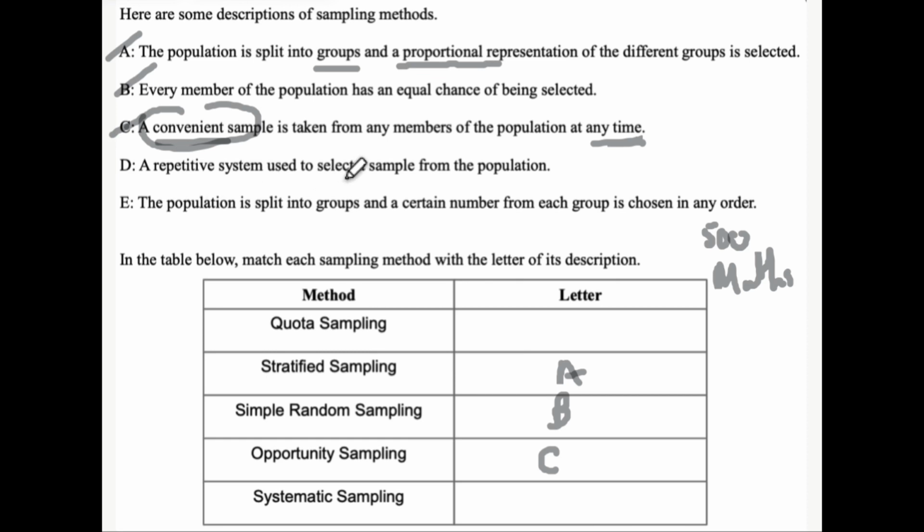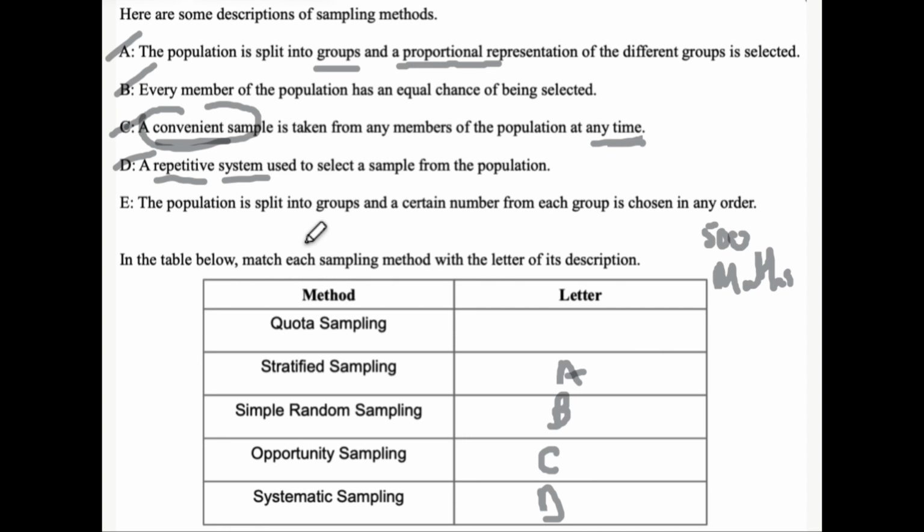A repetitive system is used to select a sample from the population. So the word repetitive and the word system sort of points towards systematic sampling. An example is, let's say you have 1,000 people again, and you go through each person sitting in a hall and you select every 8th person to compete in a sample, if that makes sense. That's what repetitive and systematic sampling points towards.